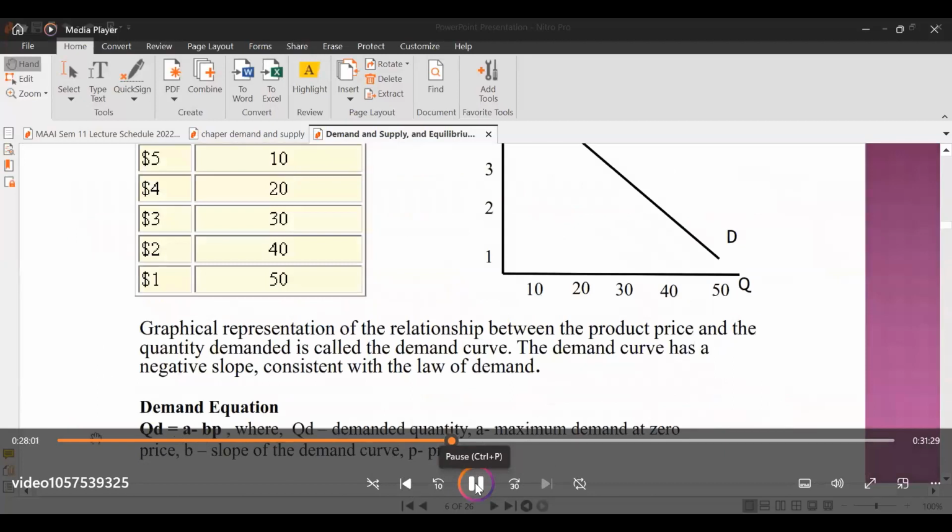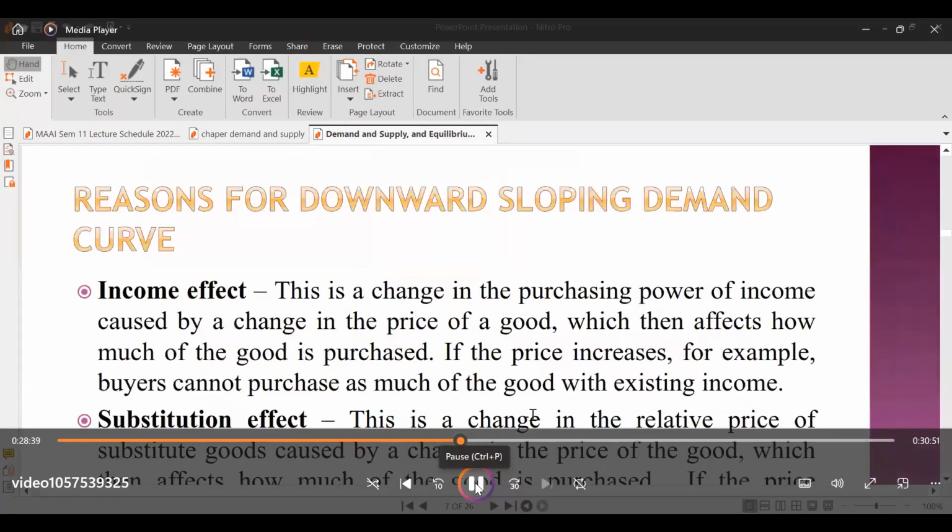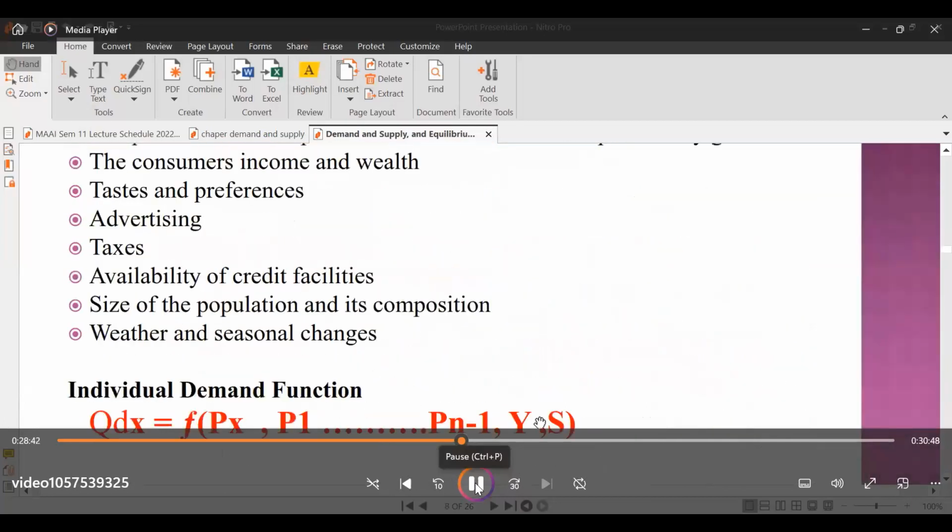Then if we consider the demand equation, here A means the intercept value, that means the demand when the price is equal to 0. When the price is equal to 0, how much is the value for demand? And then B means the slope, and P means the price of the particular good. Here the negative sign indicates that there's an inverse relationship between quantity demanded and the price. These are the determinants.